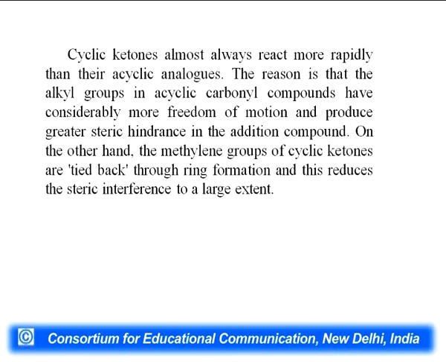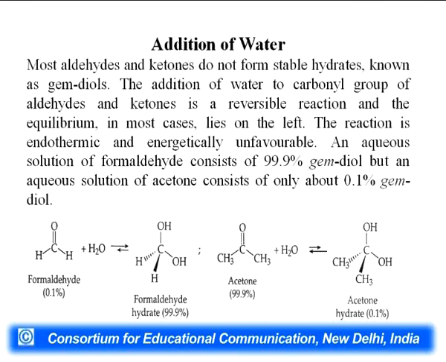What about cyclic ketones? Cyclic ketones almost always react more rapidly than acyclic analogues because alkyl groups in acyclic carbonyl compounds have considerably more freedom of motion and produce greater steric hindrance in the addition product. On the other hand, methylene groups of cyclic ketones are tied back through ring formation. This reduces the steric interference to a large extent.